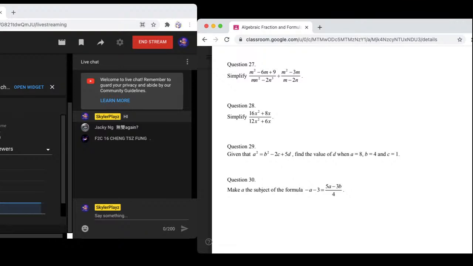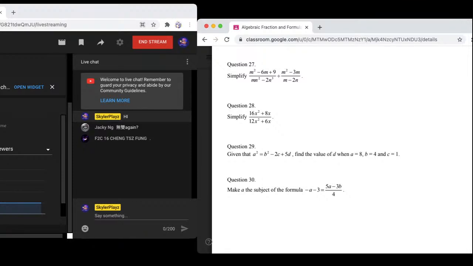Just substitution. When a equals 8, b equals 4, c equals 1. a squared equals 4 squared minus 2 times 1 plus 5b. 64 is equals to 14 plus 5b. So b is equals to 10.